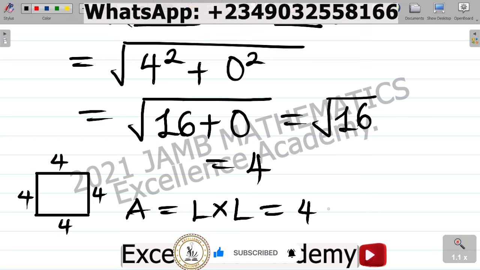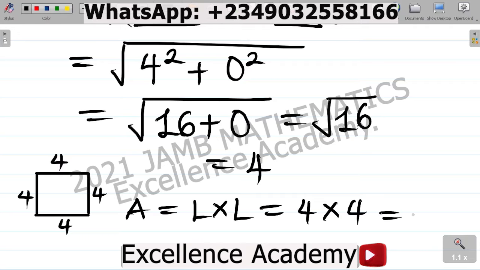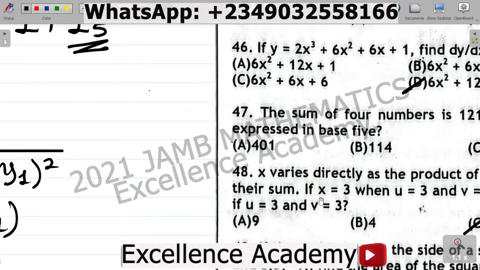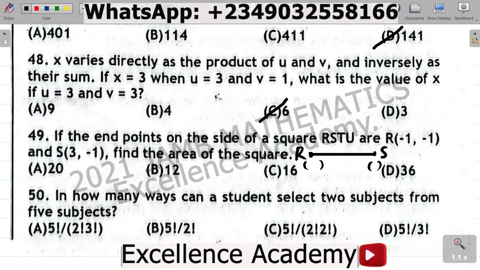So the area becomes 4 times 4, and that's equal to 16. All right, so the answer is 16. So let's see which option gives us 16. This is 49. 16 is option C. So option C is the correct answer.